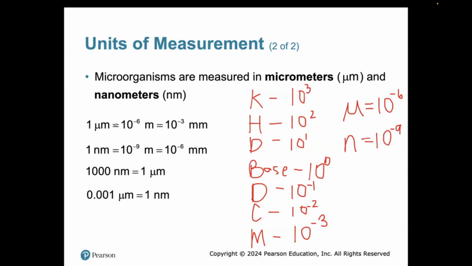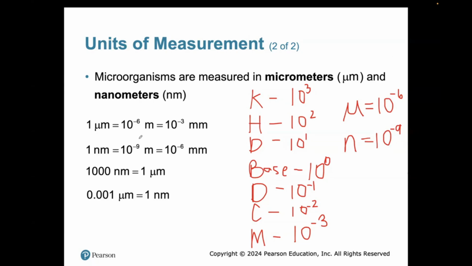So 1 micrometer is equivalent to 10 to the minus 6 meters, which is equal to 10 to the minus 3 millimeters. And that's because to go from 10 to the minus 3 to 10 to the minus 6, you're going to be just increasing that size by 3. All right, to go from, decrease, should I say, because you're getting smaller.